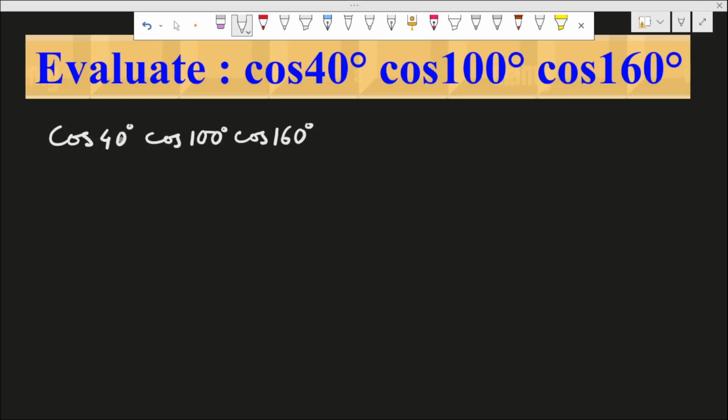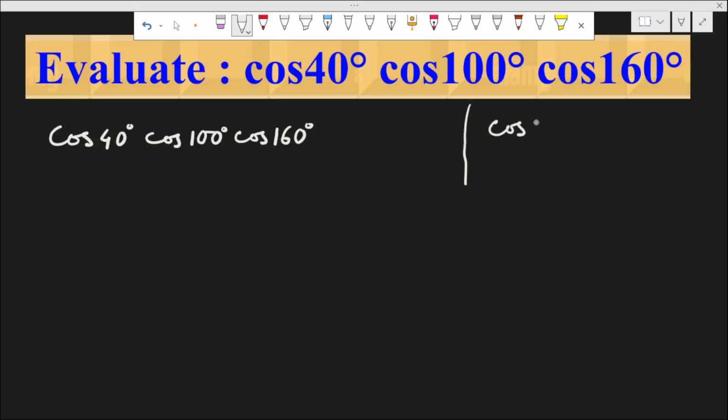40 degree, this angle is less than 90 degree. 100 degree, this angle is greater than 90 degree. 160 degree, this angle is greater than 90 degree. So we will use the formula such that these two angles can be converted into less than or equal to 90 degree. We know this formula.